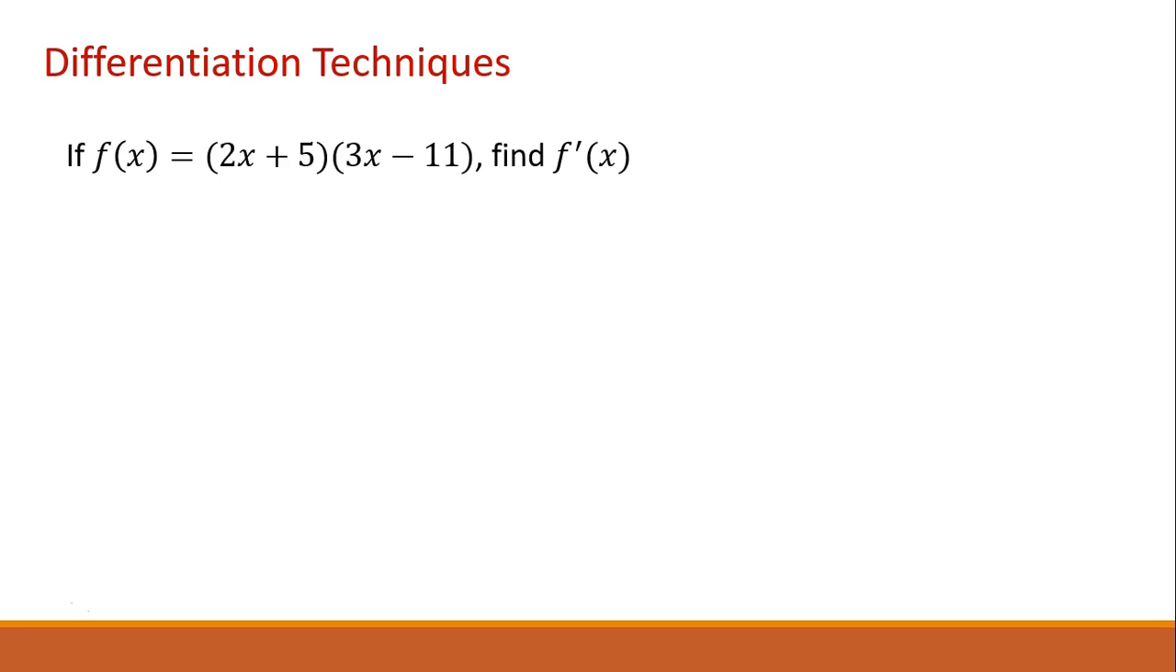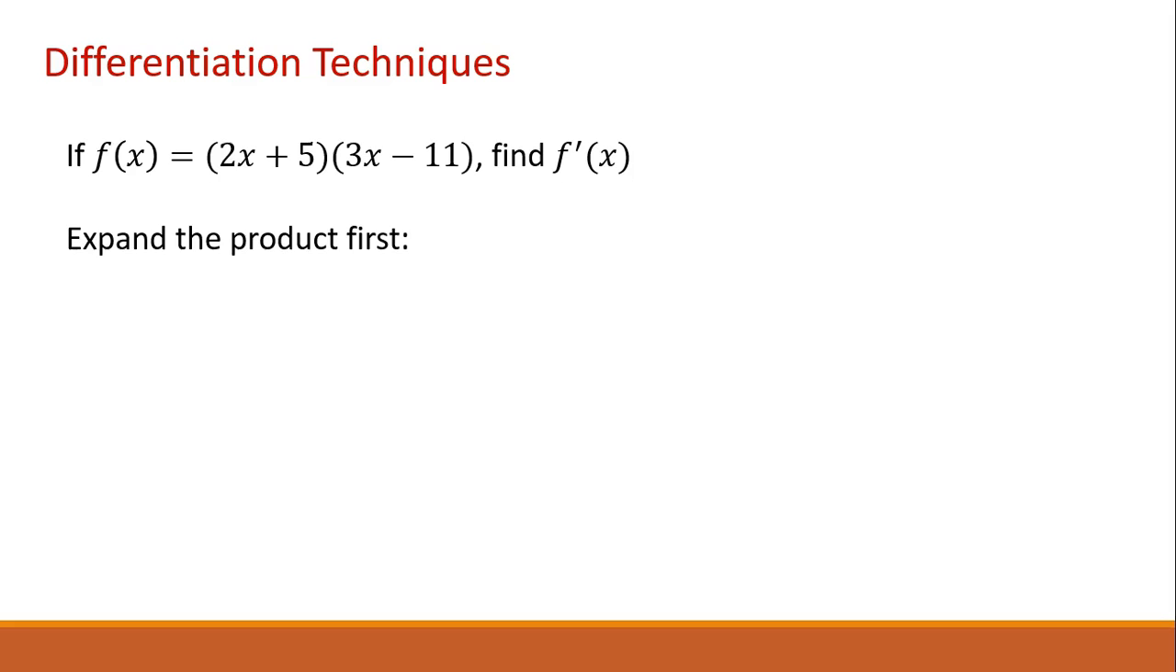Let's see how we would do something like this. If f of x equals (2x plus 5) times (3x minus 11), find f prime of x. Find the first derivative. Well, I don't see any powers, so this is not going to be a power rule. Let's try doing a little bit of algebra on this to rewrite it before we do the derivative, because I notice this is just a binomial times a binomial.